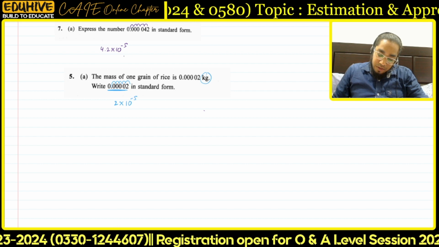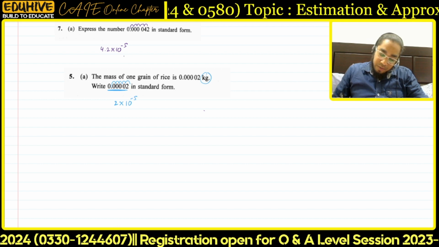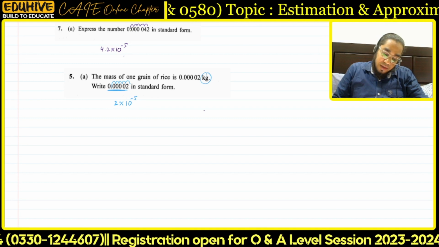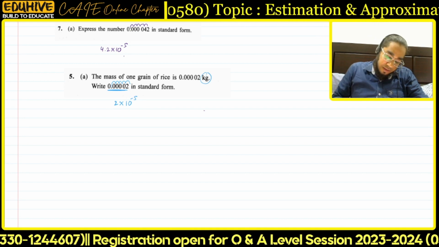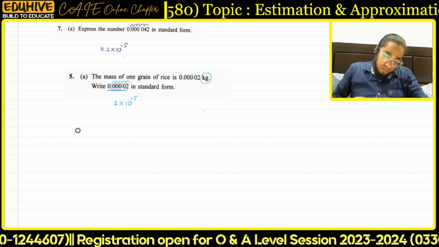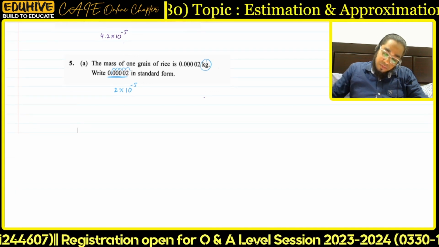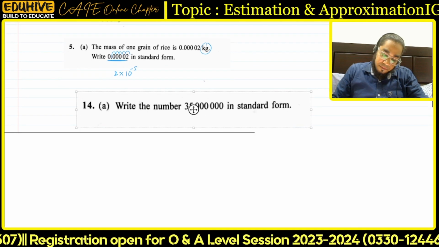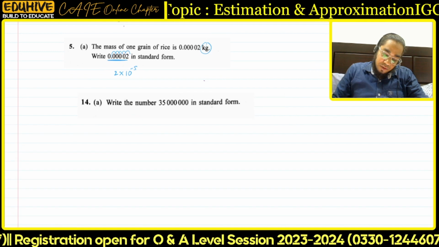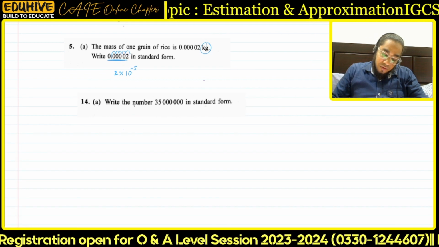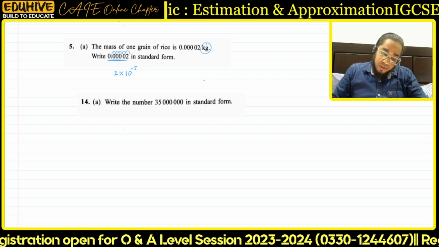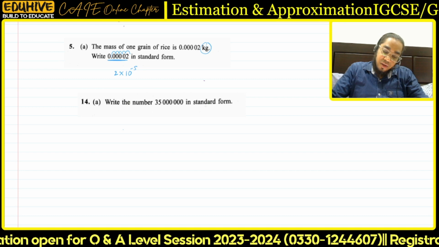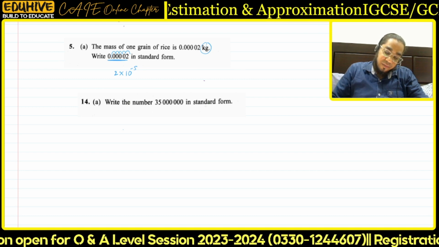Okay. So here we are going to write a number in front of you. Let's suppose you are having the number like this. It's too large. Write the number 35 triple zero triple zero in a standard form. So what should it be and how should it be? How should the standard form be over here?